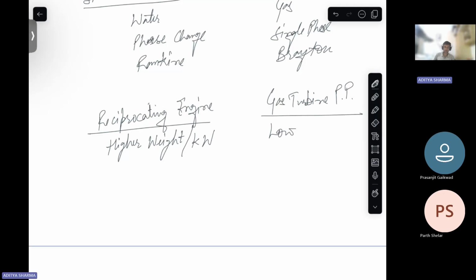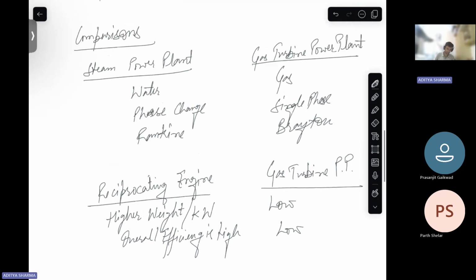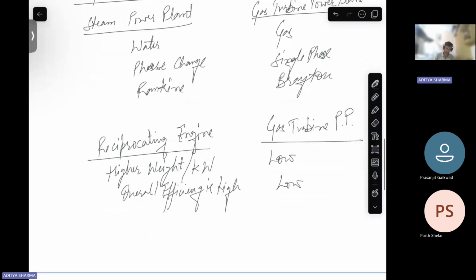Then a comparison of efficiencies has been given. So its overall efficiency is high. So what is overall efficiency? That also we shall discuss. So comparisons like these have been given under this topic.